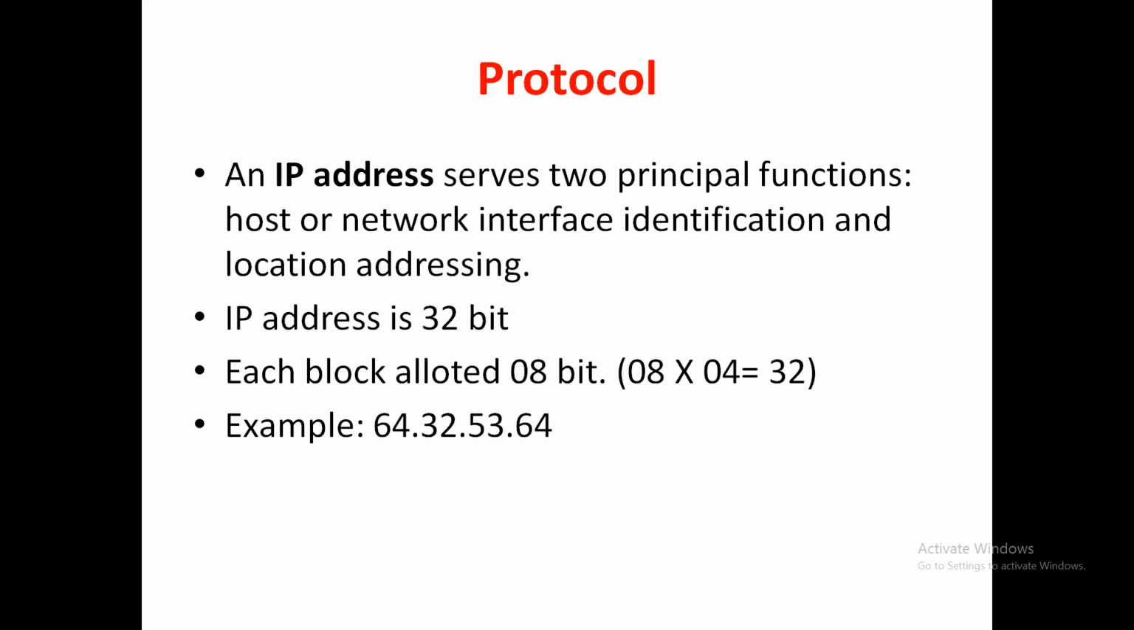Next one is IP. IP stands for Internet Protocol. It is generally 32-bit. Each block is 8-bit, like 64.32.53.64. Each block is 8 bits, so 8 into 4 is 32. The 32-bit IP plays an important role in transferring data on the internet network.